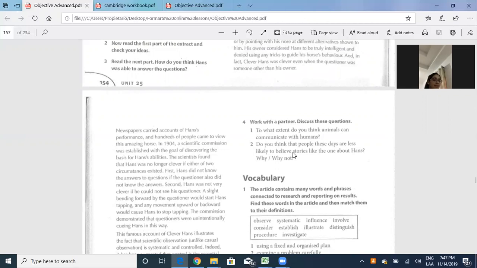Very good. And question number two says, do you think that people these days are less likely to believe stories like the one about hands? Why or why not?